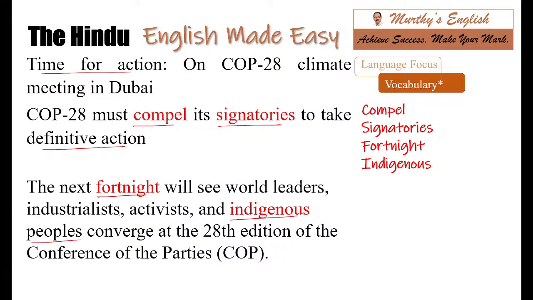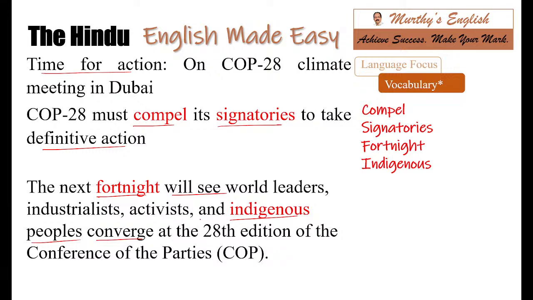Here, people, some students ask me, sir, can we use the word people in the plural form? You can, depends on the context. Here, indigenous peoples means what? Different types, if you are talking about different tribes, then we can say indigenous peoples. There's a variation. Otherwise, indigenous people, one particular group. Indigenous peoples, different groups from different parts of the world, we say indigenous peoples. Nothing wrong with that word. The next fortnight will see future tense, world leaders, industrialists, activists, and indigenous peoples converge.